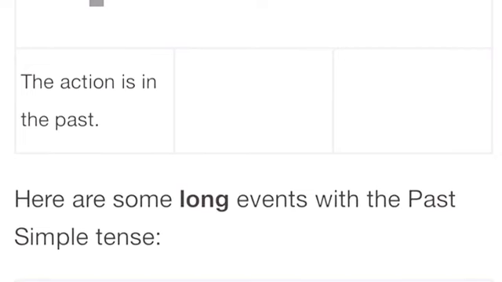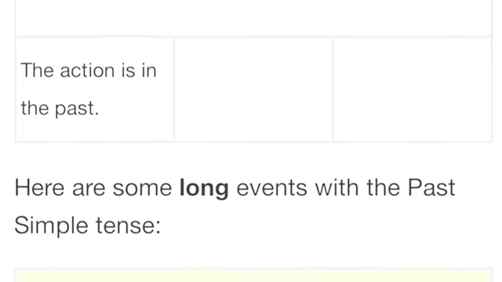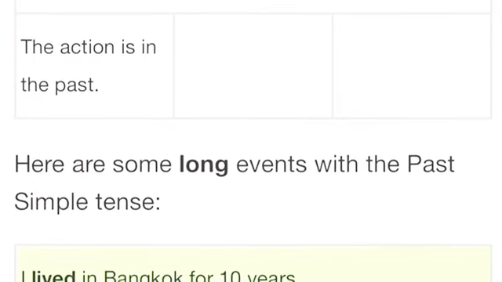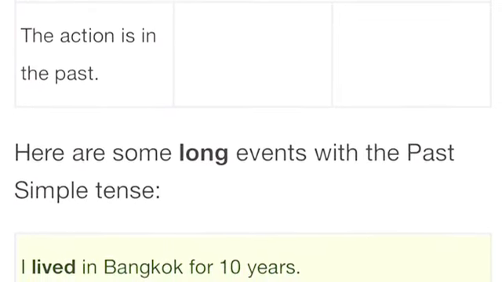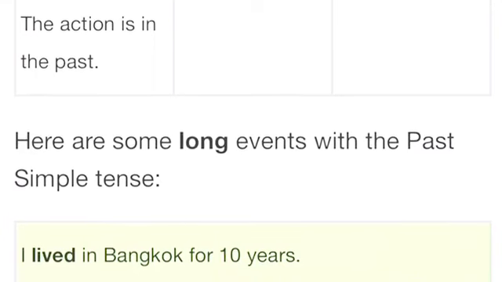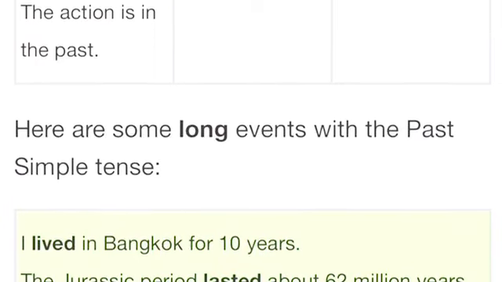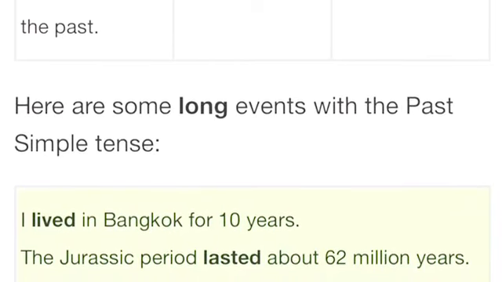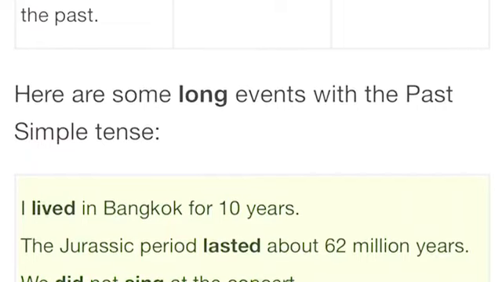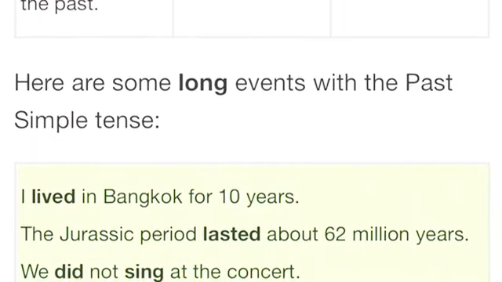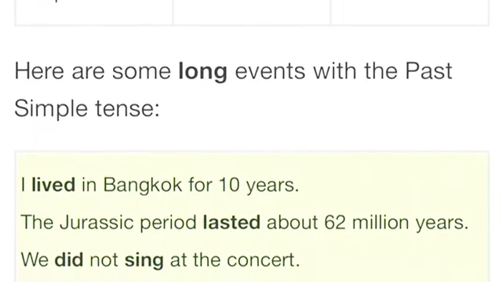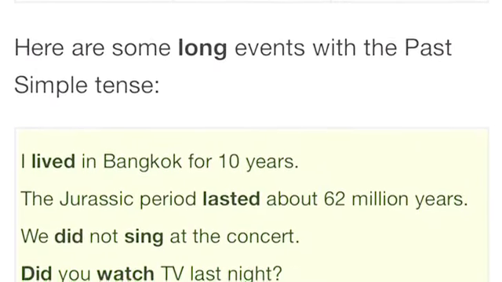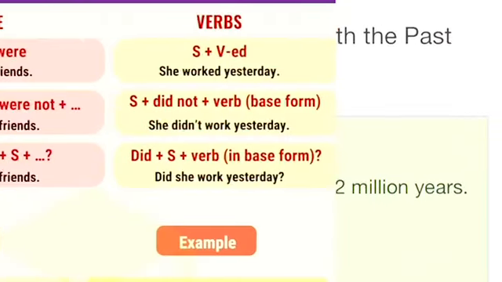Now see, I lived in Bangkok for 10 years. See, the words 10 years themselves justify how long the event is. Got it? Next, the Jurassic period lasted about 62 million years. We did not sing at the concert. Did you watch TV last night? Got it? So these are the differences between short events and long events with the simple past tense.